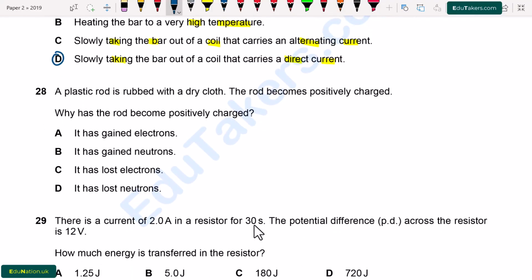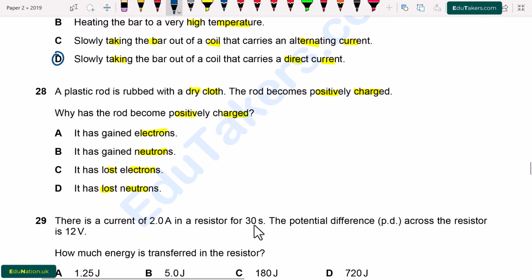Question number 28. A plastic rod is rubbed with a dry cloth. The rod becomes positively charged. Why has the rod become positively charged? Option A, it has gained electrons. B, it has gained neutrons. C, it has lost electrons. D, it has lost neutrons.